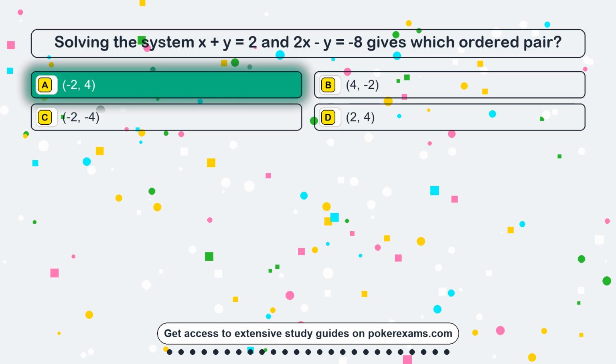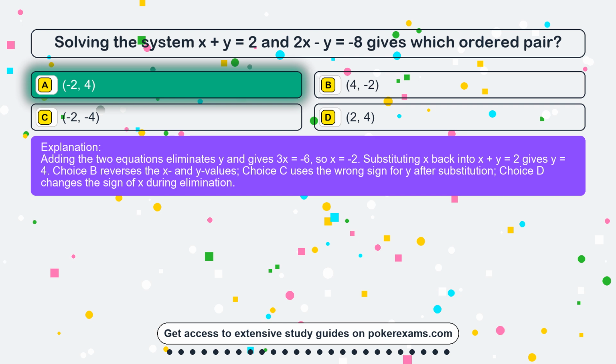The correct answer is option A, minus 2, 4. Adding the two equations eliminates y and gives 3x equals minus 6, so x equals minus 2. Substituting x back into x plus y equals 2 gives y equals 4. Choice B reverses the x and y values, choice C uses the wrong sign for y after substitution, choice D changes the sign of x during elimination.